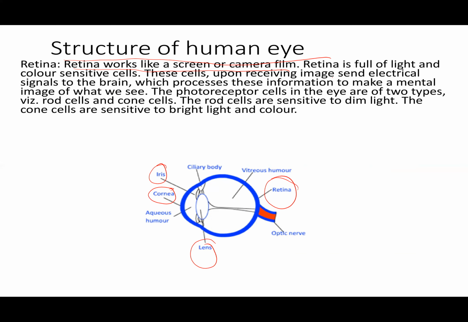These cells, upon receiving an image, send electrical signals to the brain, which processes this information to make a mental image of what we see. The photoreceptor cells in the eye are of two types: rod cells and cone cells. The rod cells are sensitive to dim light. The cone cells are sensitive to bright light.